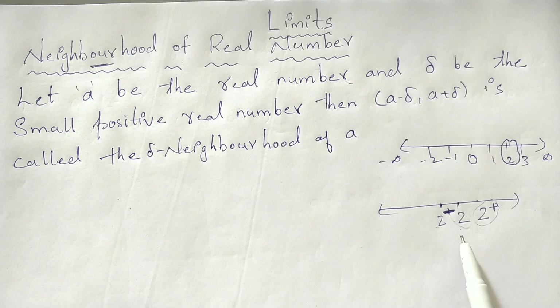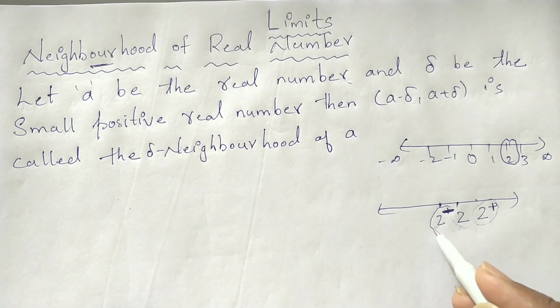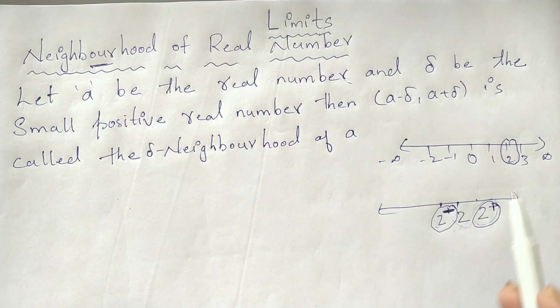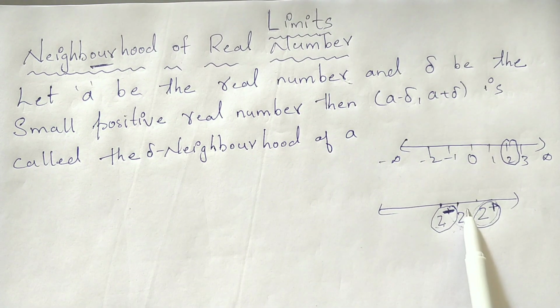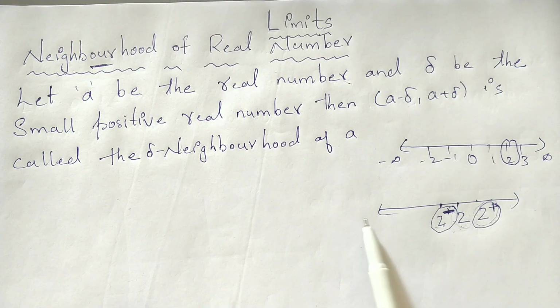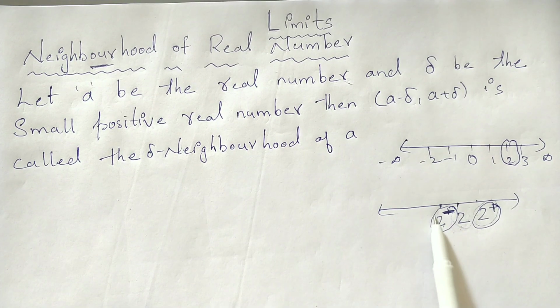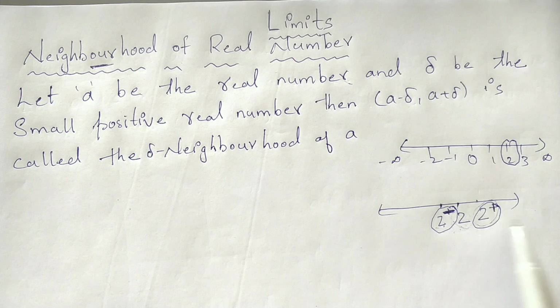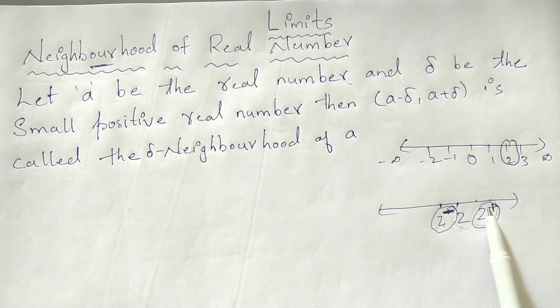So we can conclude that a real number has two neighborhoods: one is the left neighborhood and one is the right neighborhood. Understood? What is the left neighborhood? We are approaching 2 from the left side of 2, so it is called the left neighborhood of 2. And when we approach 2 from the right side of 2, it is called the right neighborhood of 2.